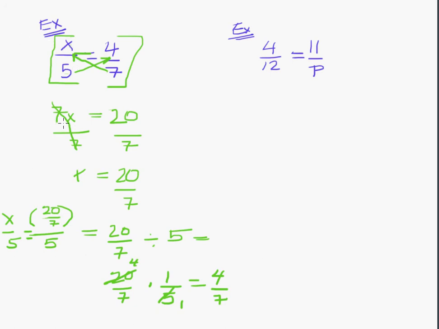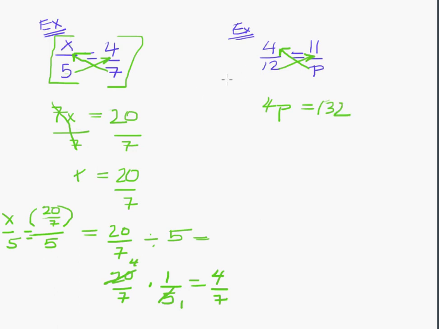So here is another proportion, and this time the variable is in the denominator of the fraction. Well, with cross multiplication, that's no problem. We just multiply the p by the 4, and we're going to multiply the 12 times 11. So 4 times p gives us 4p, and 12 times 11, let's multiply this out, we get 132.